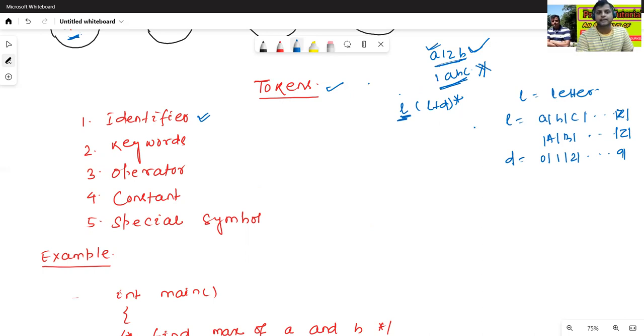Then keywords. Keywords like if, else, for, int. These are the keywords. Okay. Next one, the operators.